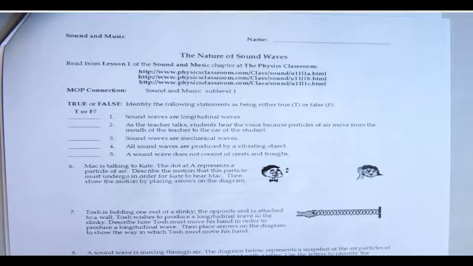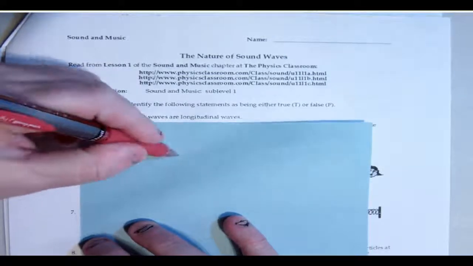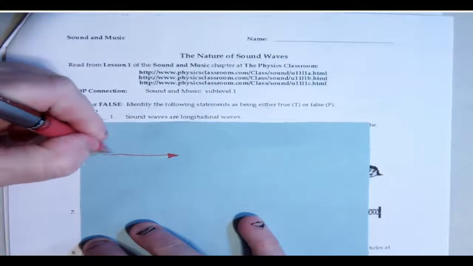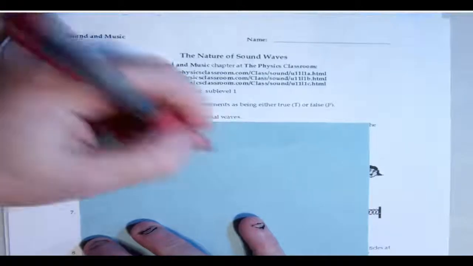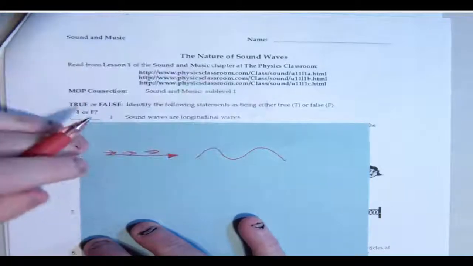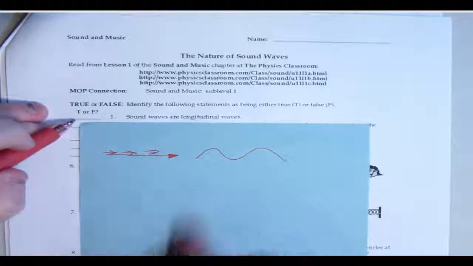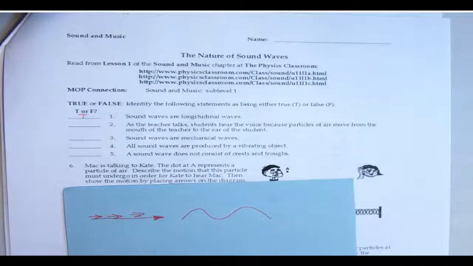Alright, sound waves are longitudinal waves. So, we talked about this, right? Longitudinal waves are waves that go longitude. So longitude, long, kind of like flat, right? So in other words, they're compression waves. Like if you have a slinky and you shake it like this, that's a compression wave. Transverse waves are like this. So sound waves are not transverse waves. They are longitudinal waves, right? So that is true.